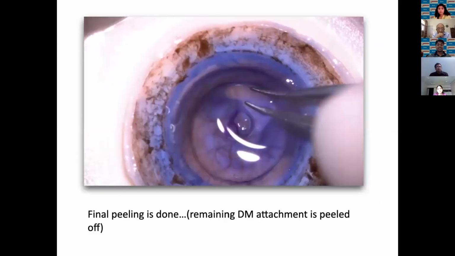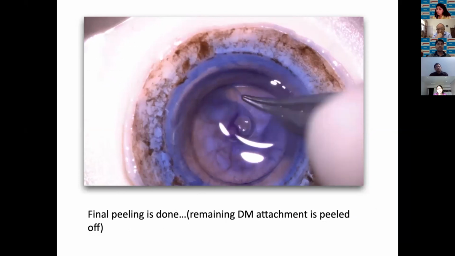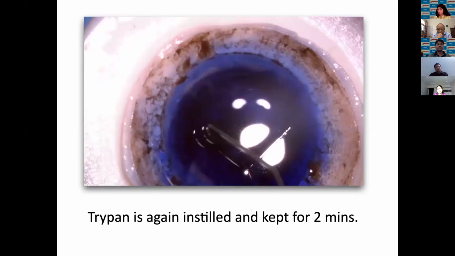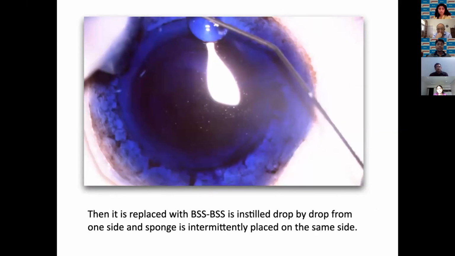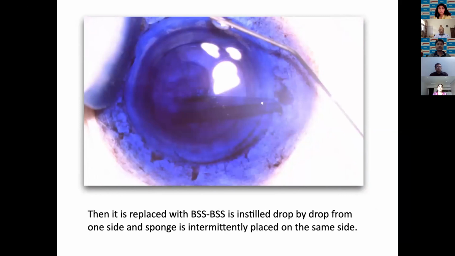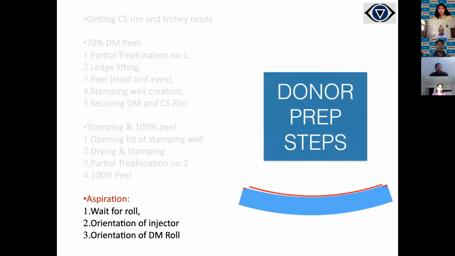So once this second definition is done, only 70% has been peeled, 30% is still remaining. You'll peel off the rest of the DM and the whole descending membrane is peeled off. Now here, 2 minutes of trypan blue instillation is very important, because you have to ensure that your DM roll is nicely stained so that you can see it when inside the AC.